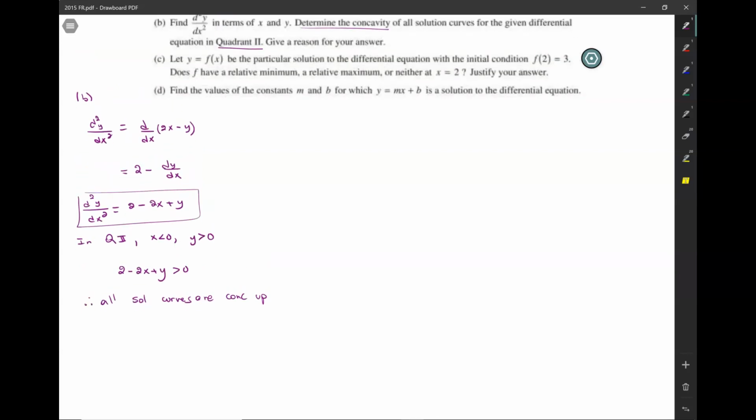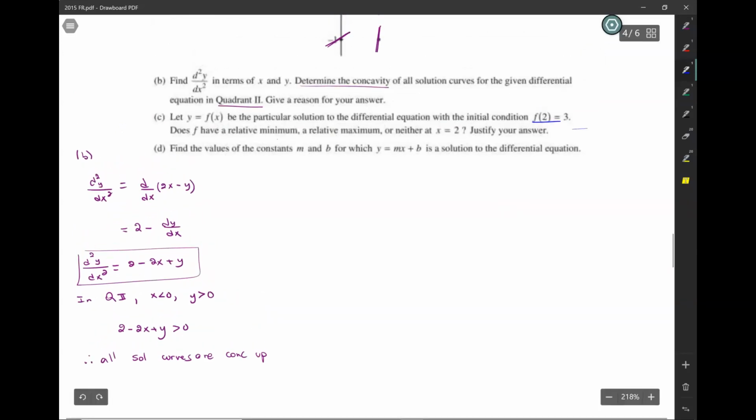Let y equals f of x be a particular solution to the differential equation with initial condition f of 2 equals 3. Does f have a relative minimum, a maximum, or neither at x equals 2? Because this is not a closed interval, there is only one way for that to happen, and that's if there is a horizontal tangent, meaning f prime is 0.